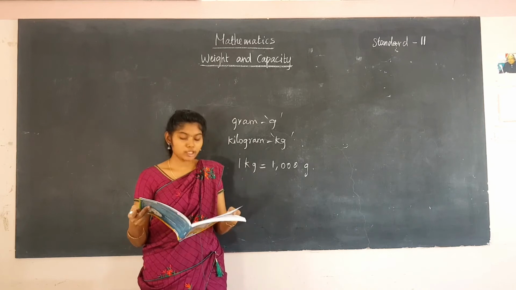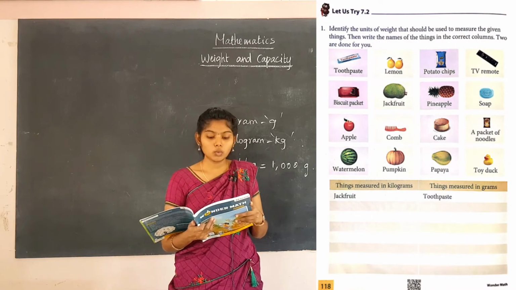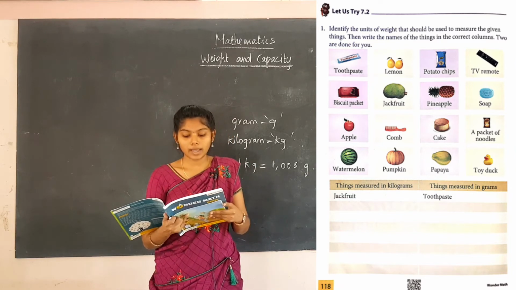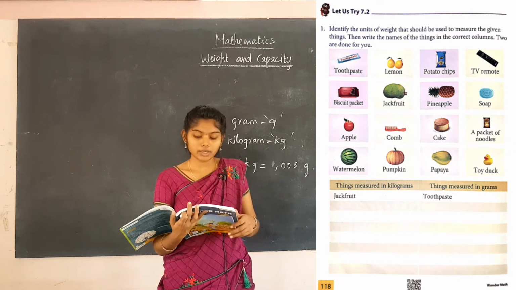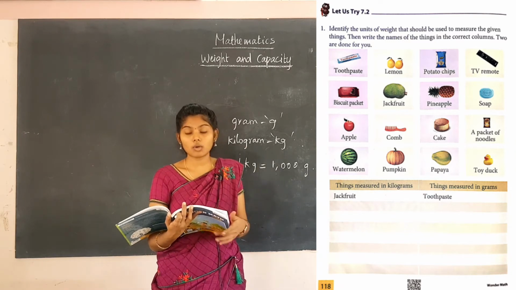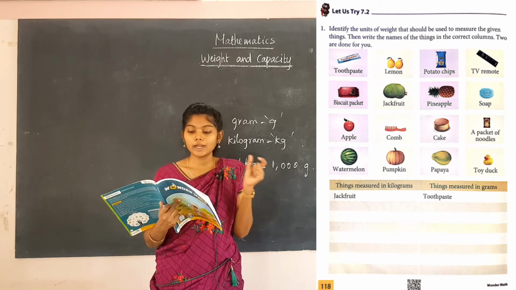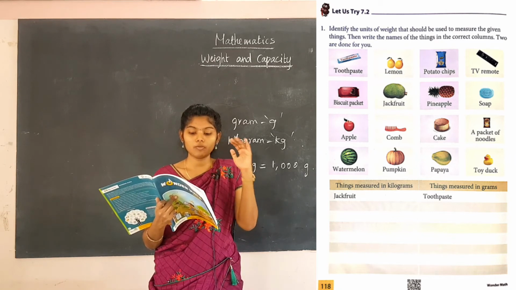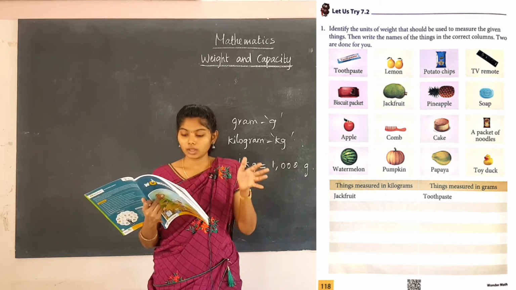And now see page number 118, where exercise 7.2 is given. Identify the units of weight that should be used to measure the given things. Then write the names of the things in the correct columns. 2 are done for you. The remaining things you are going to do as your homework. You are going to identify which measurements can be given for the given objects in the blocks that are given there. So what are the things given there?